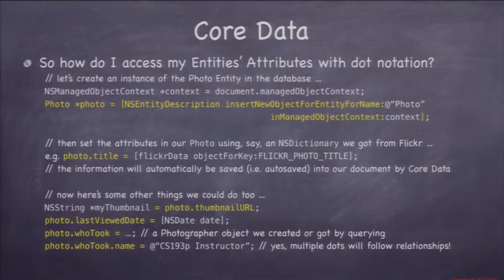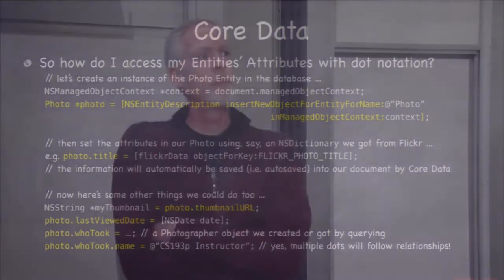Question: would this require that you set whoTook previously, or does it auto-create a photographer? Right, so the question is, if photo.whoTook was nil, would it automatically create a photographer in the database so that it can say .name equals whatever? And the answer is no. These are normal properties. If photo.whoTook is nil, then the set name will just be sent to nil.